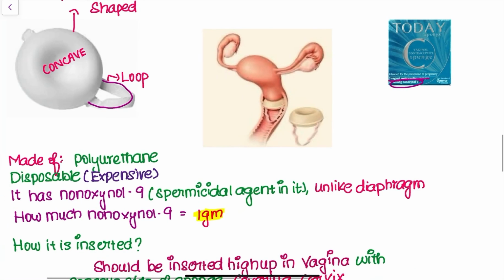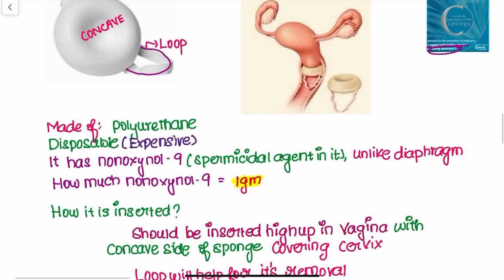But the difference with Today's sponge is that it comes with the spermicidal agent in itself. As you can see here, it is mentioned that Today's sponge contains nonoxynol-9, and we all know that nonoxynol-9 is a spermicidal agent. So there is no need to use a spermicidal agent separately with Today's sponge. And how much nonoxynol-9 is contained in Today's sponge? It is about 1 gram of nonoxynol-9 with each Today's sponge.